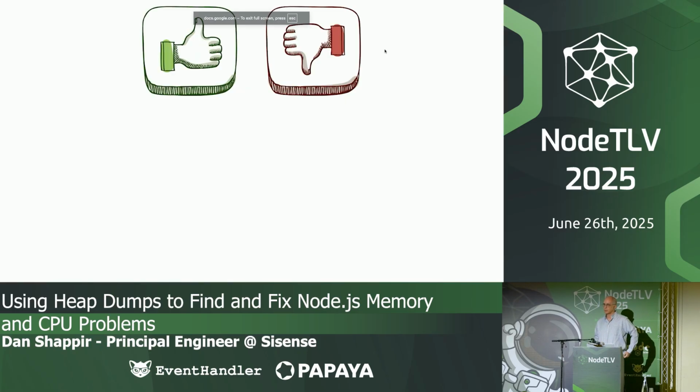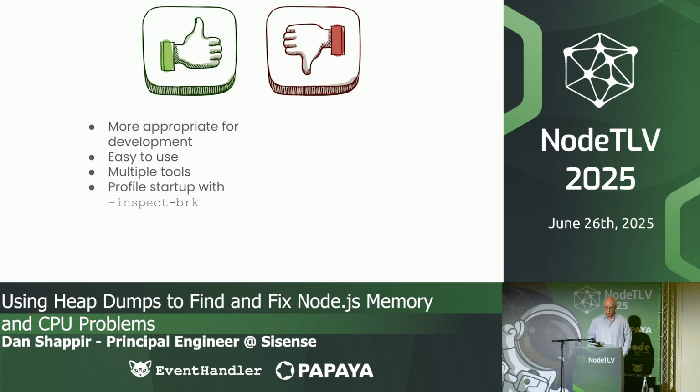So what are the benefits of this approach? First of all, it's more appropriate for the development portion. If we are able to already see that we have a leak during development, using DevTools is a great way to find and fix it. It's very easy to use. As you saw, you just launched the DevTools and it was very easy to get the heap dumps. There are a lot of tools built into DevTools. So like I said, also additional tools for profiling and stuff like that.